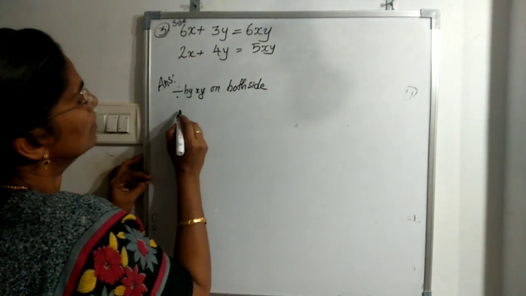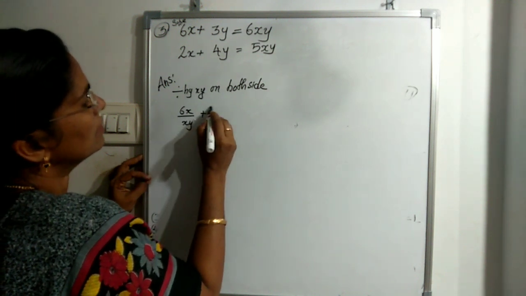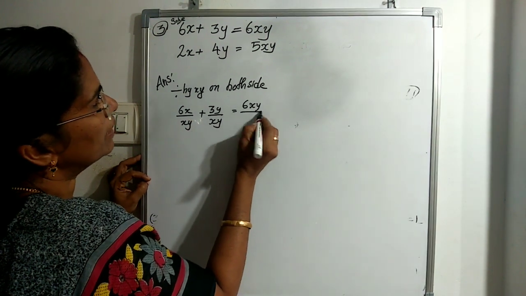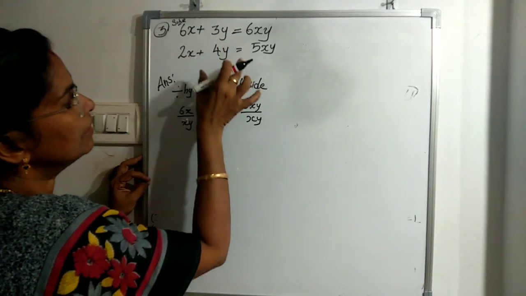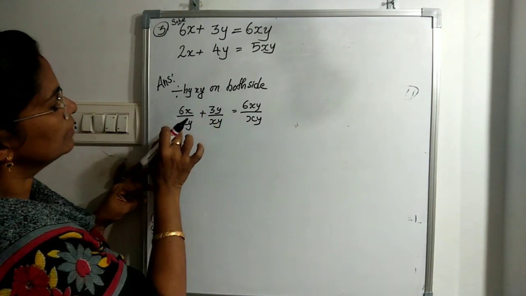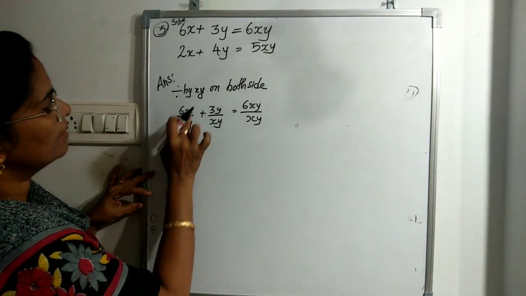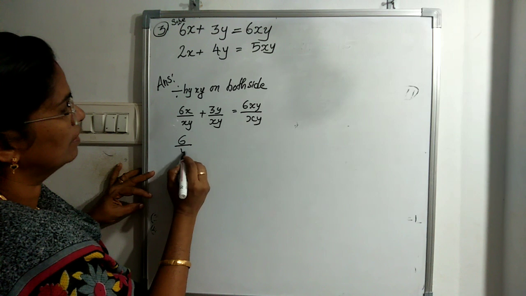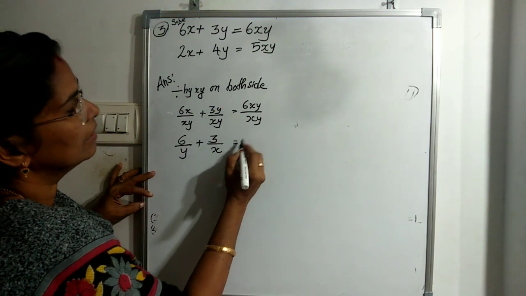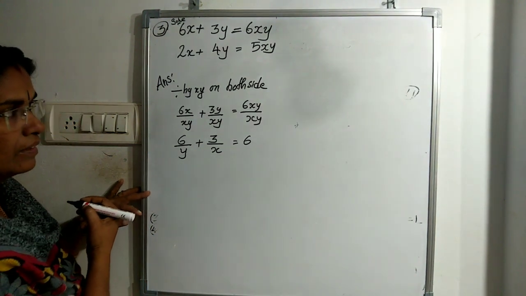So this 6x divided by each term, we can divide with xy. Plus 3y divided by xy is equal to 6xy divided by xy. Each term we are dividing with xy. In the previous question it is the same like this. So x by x cancel, then 6 by y plus 3 by x. Here y is cancelled, and xy and xy cancel. Here it becomes constant. Clear this one?